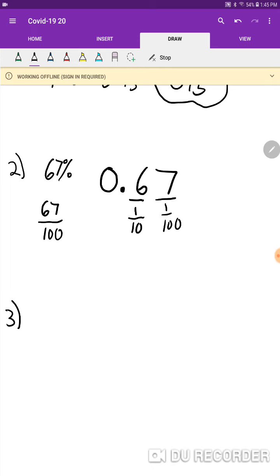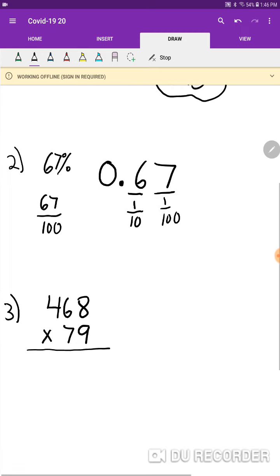Okay, I got a little bit of sniffles, sorry. Number 3, pretty basic, magic 0. I keep giving you magic 0 because it's good practice for your multiplication tables, which we don't want to forget, and the process that you're going to use a lot in middle school, okay?